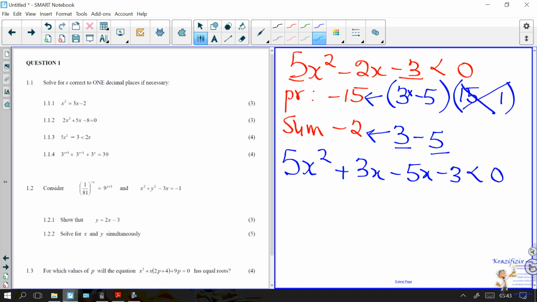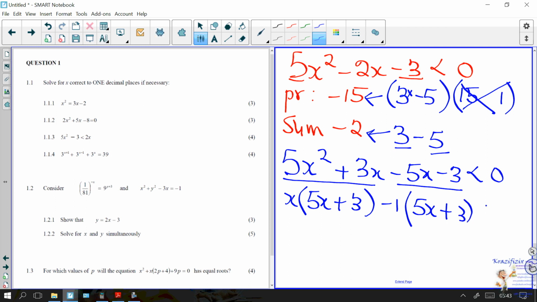What's common here? On the side, what's common and what's common here? Do you notice that x is common? What am I going to have? 5x plus 3. Remember, if I expand, I'm going to get that back. And what's common here? Minus 1. What do I have? 5x plus 3 less than 0 there. Always make sure you check. This times this would give me negative 5, and that times that would give me negative 3. Then you know that you are correct.